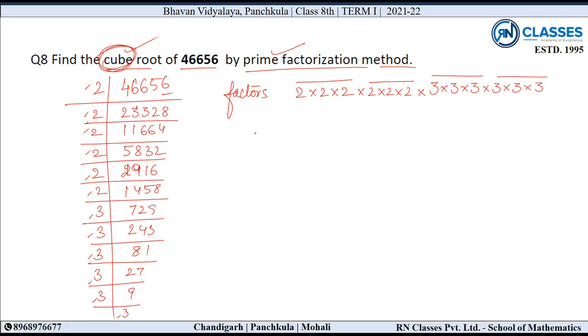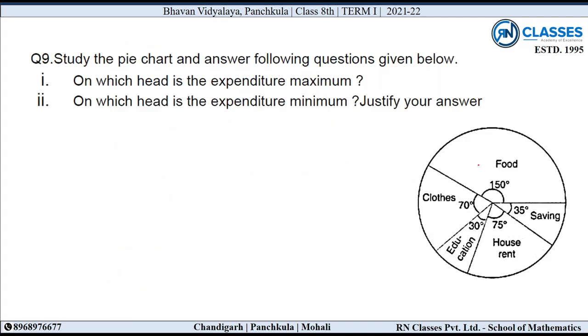We have to find the cube root of this number. We have the prime factors; from here we get one 2, from here also one 2, from here one 3, and from here also one 3. Multiply all of these. 3 3s are 9, 9 4s are 36, so the answer is 36, right? So the cube root of 46656 is equal to 36, that is the answer. Such a simple one.